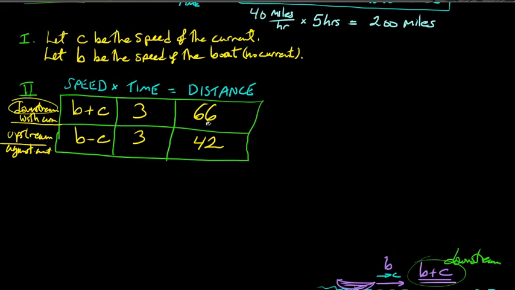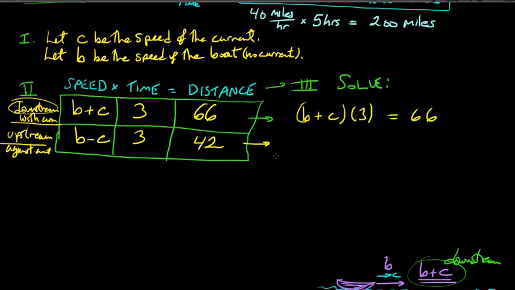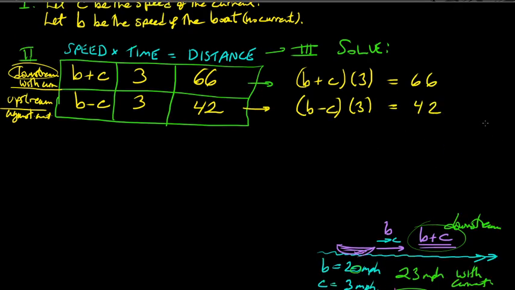Okay, so step 3 is we need to get the system of equations and then solve that system of equations. The first equation is going to be b plus c times 3 is equal to 66. For the second equation, we have b minus c, also times 3, is equal to 42. That's our system of two equations and two variables.